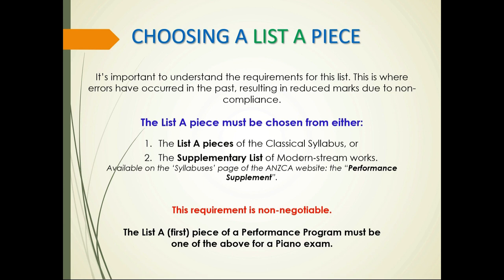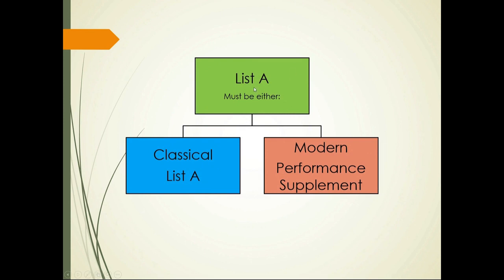This is available on the syllabus page of the ANZCA website. It's titled the Performance Supplement. This requirement is not negotiable. So the list A, the first piece of a performance program, must be chosen from one of the above categories. So the list A must be either from a classical list A or from the prescribed list for the performance supplement modern pieces.